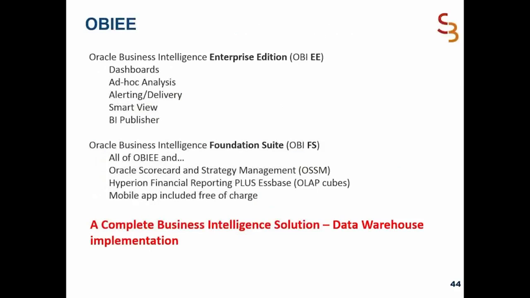So what is all included with Oracle Business Intelligence Enterprise Edition? Well, you get the dashboards, the ad hoc analysis, you get the alerting and delivery, you get SmartView, which is basically integration of Microsoft Office, and you get the full Enterprise BI Publisher. So you have a full range of reporting capabilities and business intelligence. In addition, with the Foundation Suite, you also get everything that was included with OBIEE, plus you get Oracle Scorecard and Strategy Management, Hyperion Financial Reporting, and the mobile apps. So you can see it's a full-blown business intelligence solution that provides all the comprehensive reporting that you would need.